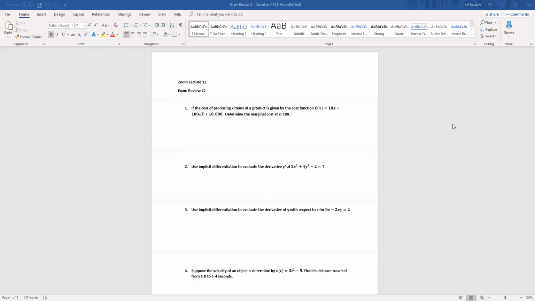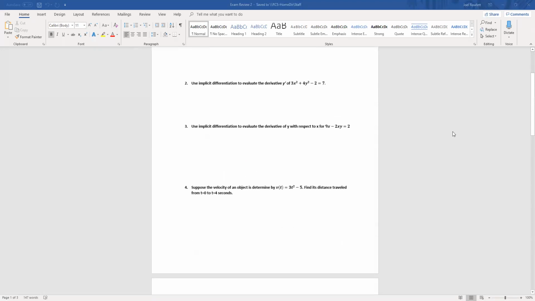Let's look at number 3. Again, use implicit differentiation to express the derivative of y with respect to x. And here we go. The derivative of 9x is 9.